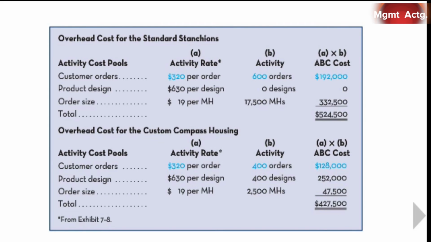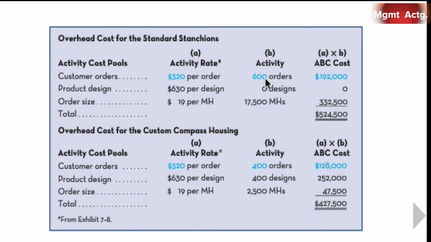So here's a nice breakdown of how we get from the activity rate to the allocation of each product. And we're doing second stage allocation for products. The cost objects in question here are products, and we're doing second stage allocation. So here's our overhead costs for the standard stanchions, and we have the activity cost pools related to this product. We identify customer orders, product design, and order size. Here's our activity rate that we've already calculated, $320 per order, $630 per design, and $19 per machine hour.